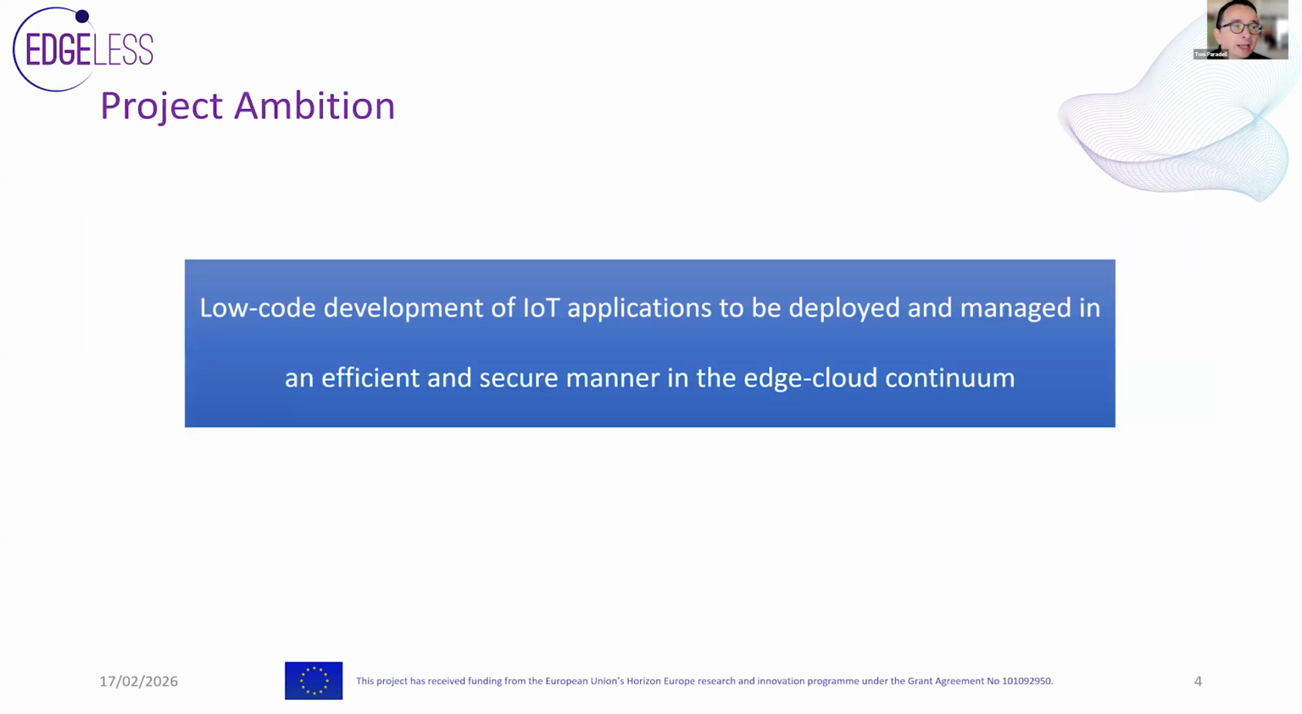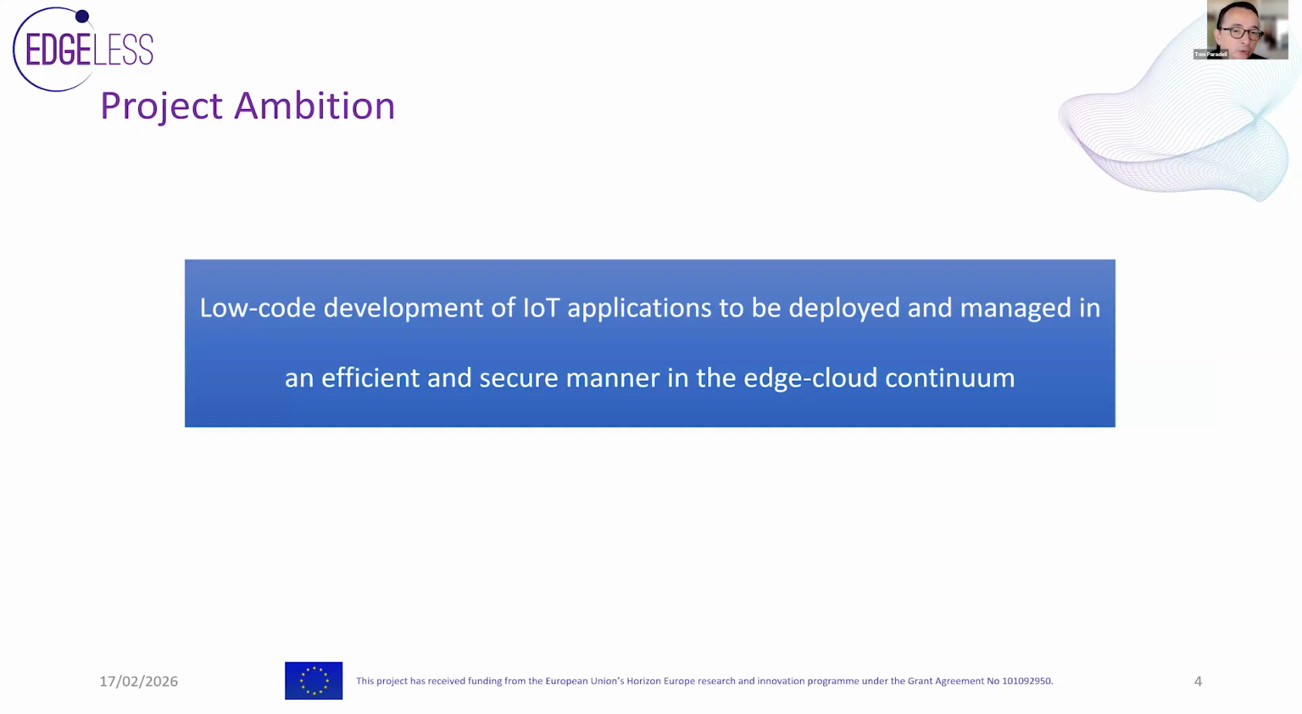We can also summarize this with a short sentence, which we call the project ambition: the low-code development of IoT applications to be deployed and managed in an efficient and secure manner in the Edge Cloud Continuum. In the next presentation, we are going to have a lot of detail on what exactly this means.